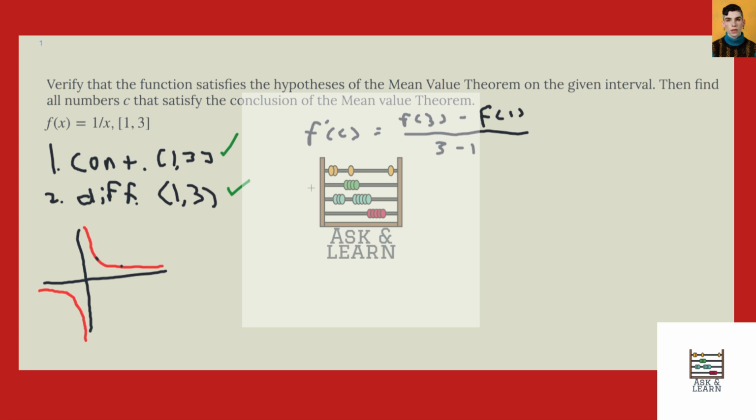And we can apply this right away. So for the value of f of 3, we simply plug 3 into our original function, and that gives us 1/3. And you can plug in 1, and that gives us 1. And we can now apply this to our average slope, which will then give us 1/3 minus 1 over 2.